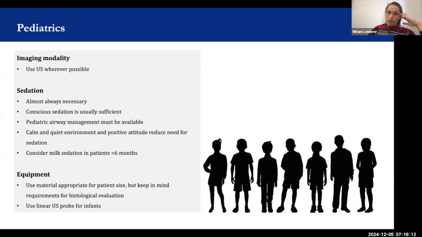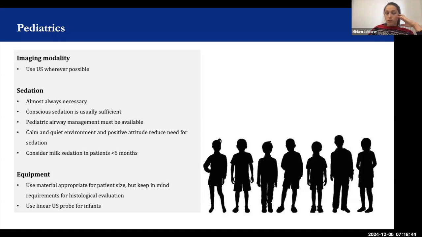Then a calm and quiet environment goes a long way in children. When you reassure them, then you really do reduce the need for sedation, because the children will be led by your attitude. And if you have a positive attitude, and if you make the whole thing light and not stressful for them, then they're going to relax, and they're not going to need a lot of pharmaceutical sedation.